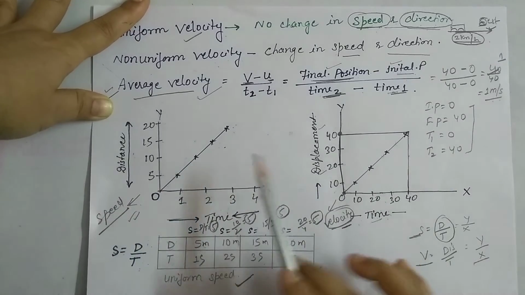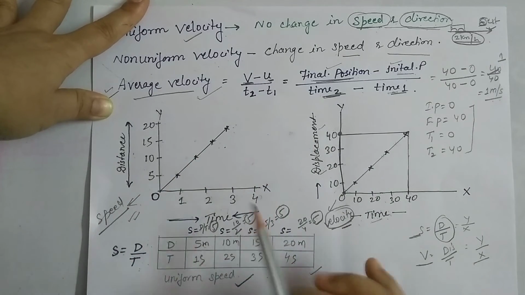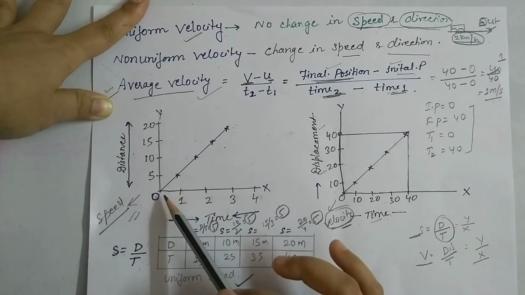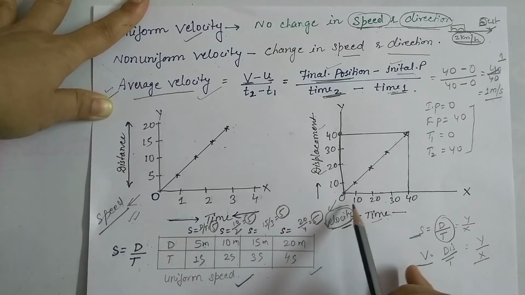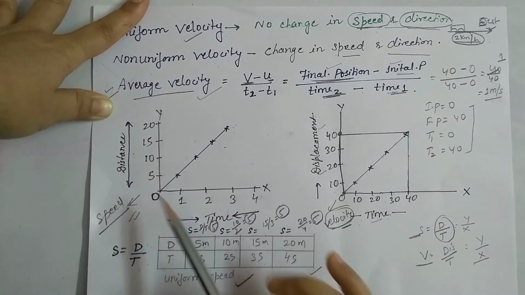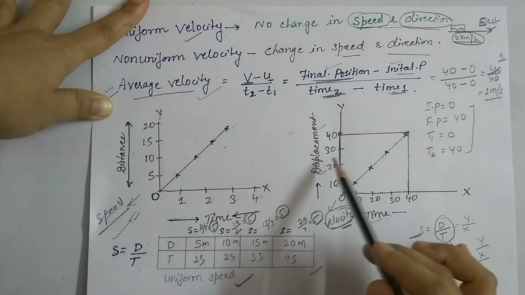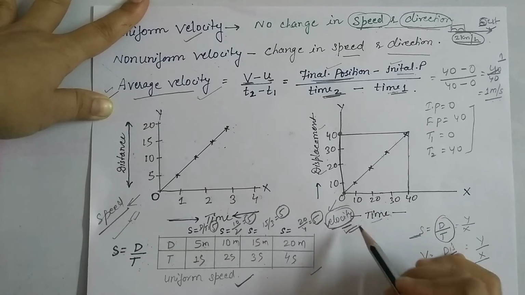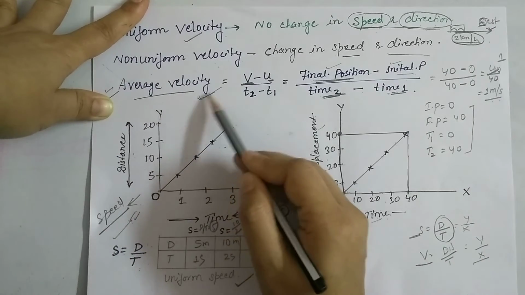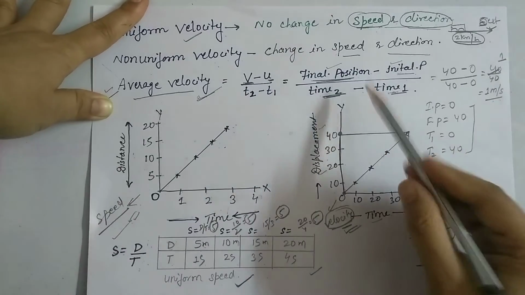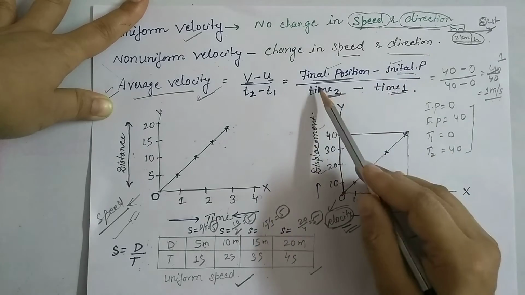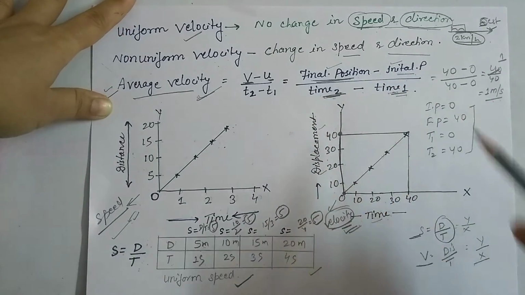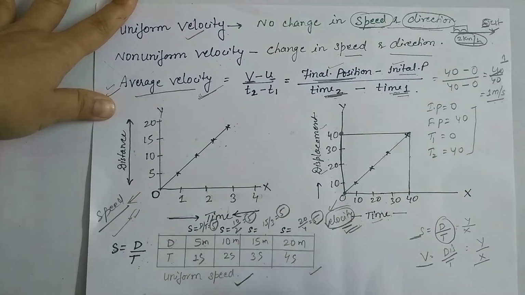In this way you are able to do the calculations for speed and velocity. You understood that we use a distance-time graph for speed, and a displacement-time graph for velocity. You also understood how to find the average velocity: the final position minus the initial position, divided by time 2 minus time 1. So this is all about the graph.